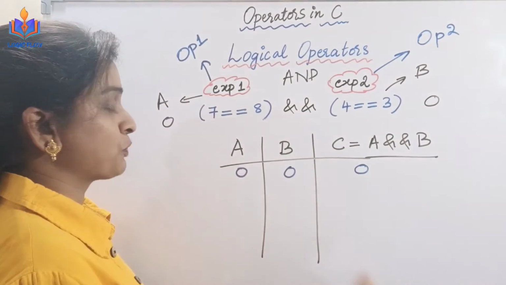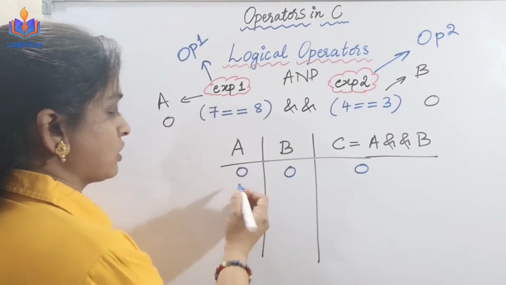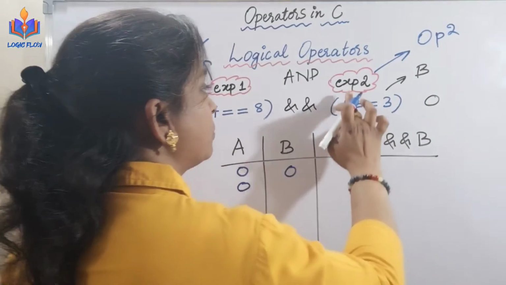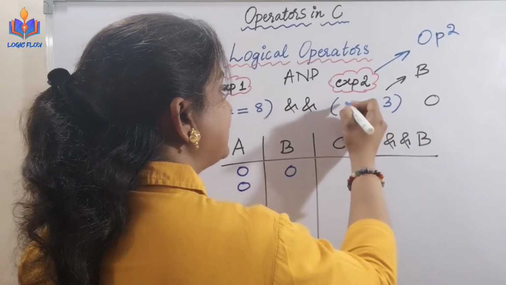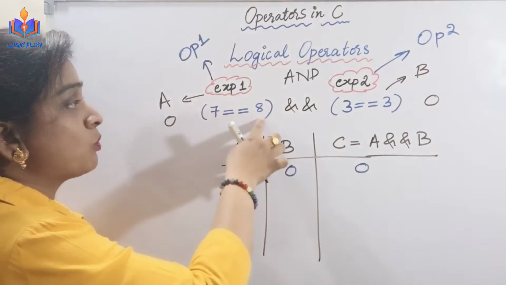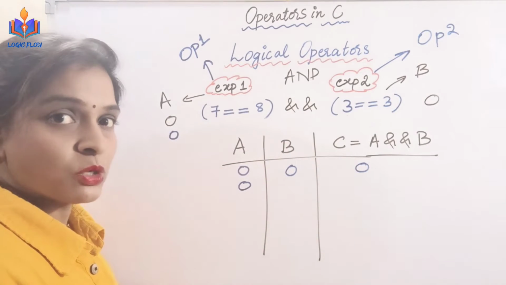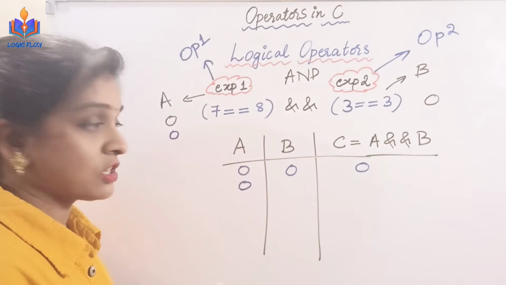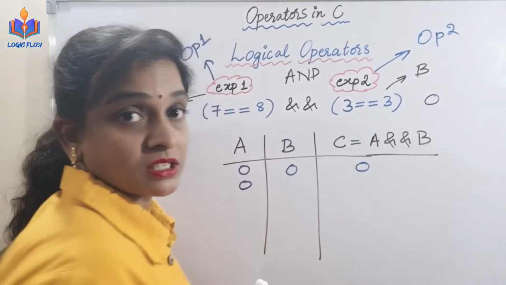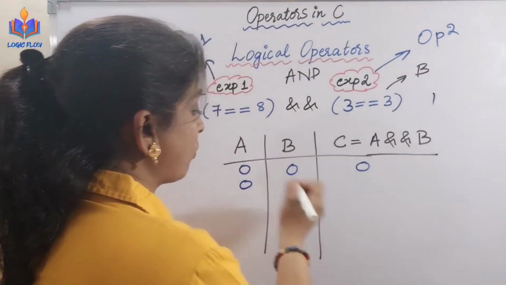So let me change the values for the next scenario. I say 7 equals to 8. The condition is false. Let the first expression be the same. For expression 2, I say 3 equals to 3. So here 7 equals to 8, no, the condition is not satisfied. The result is false, so it is 0. Then 3 equals to 3? Yes, the condition is true. So my output will be 1.